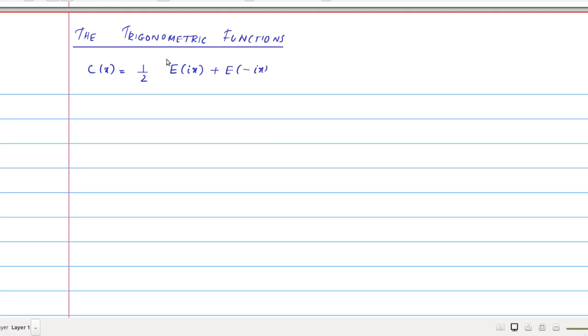This i is our complex number. Using this i, we define c of x, and this is a real function. In fact, this is a complex number and this is its conjugate. The sum of a complex number and its conjugate gives 2 times the real part, so the right hand side is a real number. Similarly, we define another function s of x, that is 1 by 2i times e of ix minus e of minus ix. So this is again a real function. This is how c of x and s of x are defined.